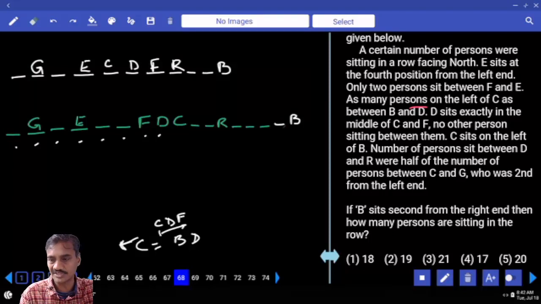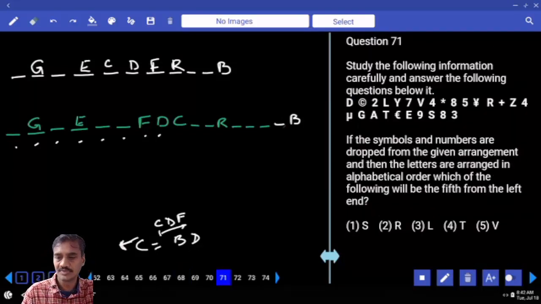D and R, there are 3 people. And that is half the number of persons between C and G. And between C and G, how many people are there? 6 people. And in between D and R, there are exactly 3. And G is second from the left. And there are 2 different possible arrangements, isn't it? Now this is about question numbers 68 to 70.